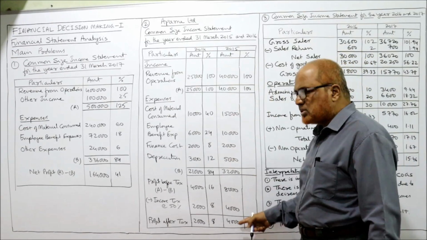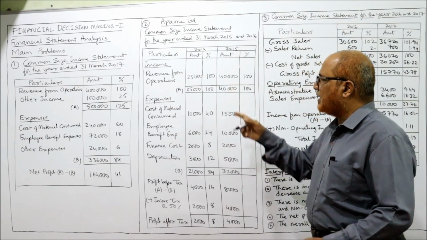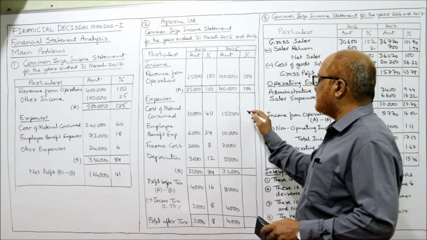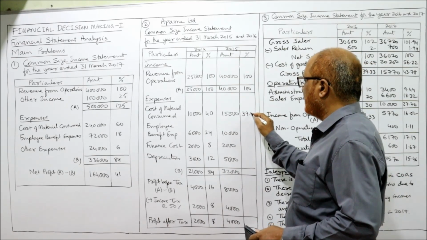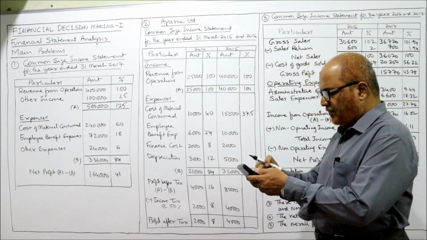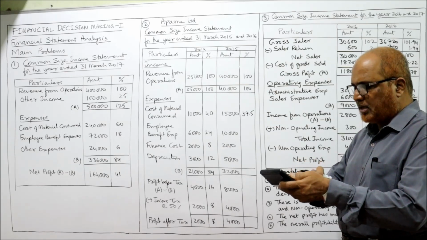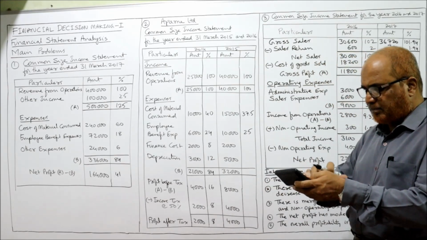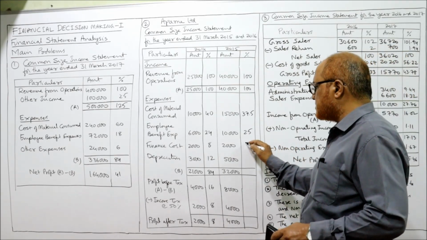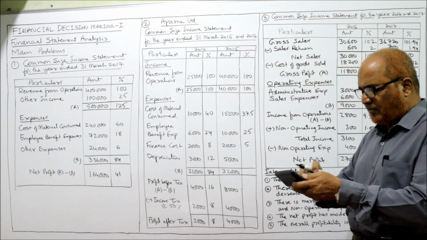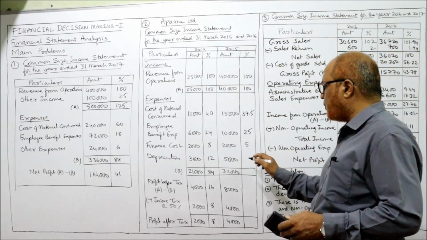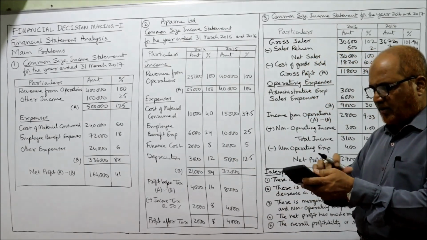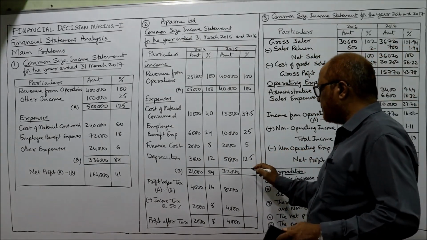Now take all these values in the numerator. So 15,000 divided by 40,000. 15 divided by 40 into 100, you will get 37.5. Then 10 divided by 40 into 100, 25%. Then 2 divided by 40 into 100, you will get 5%. Then 5 divided by 40 into 100, 12.5. Then 32 divided by 40 into 100, you will get 80%.